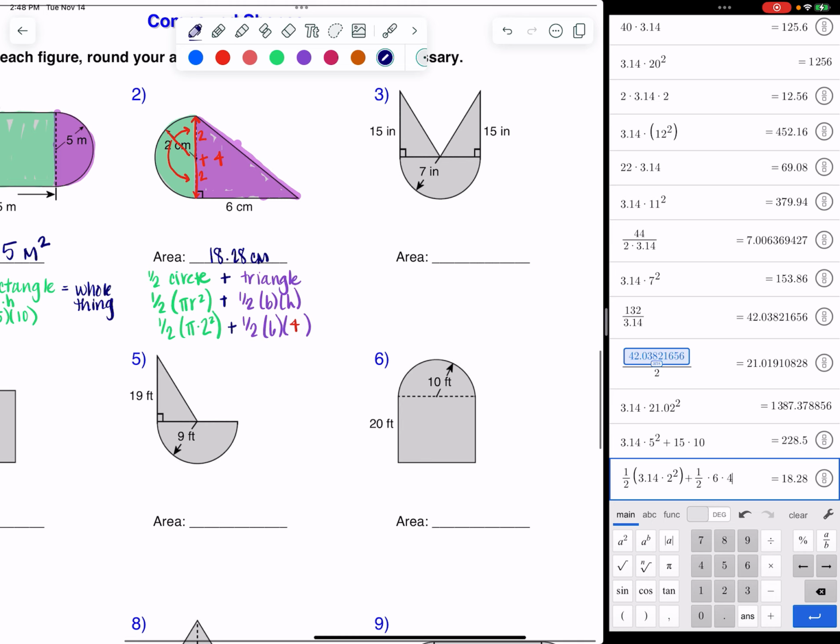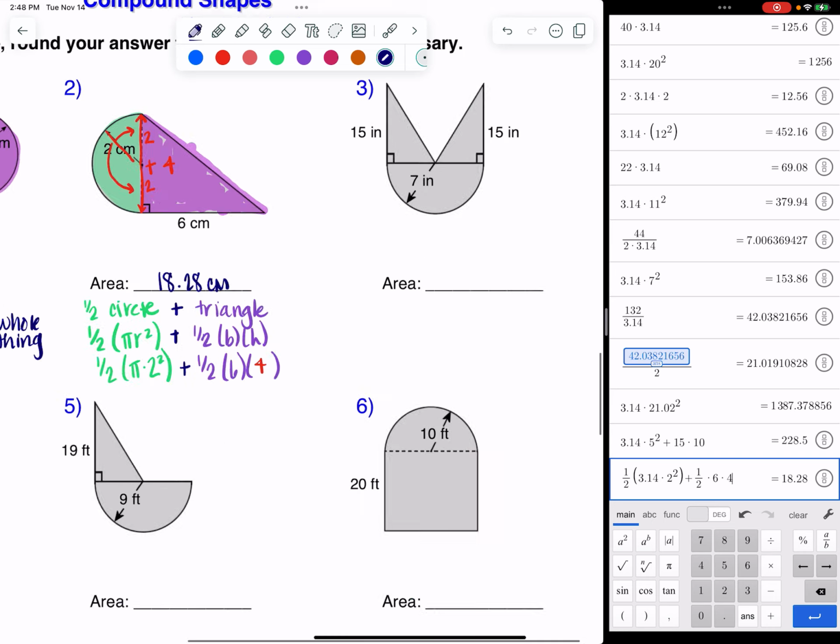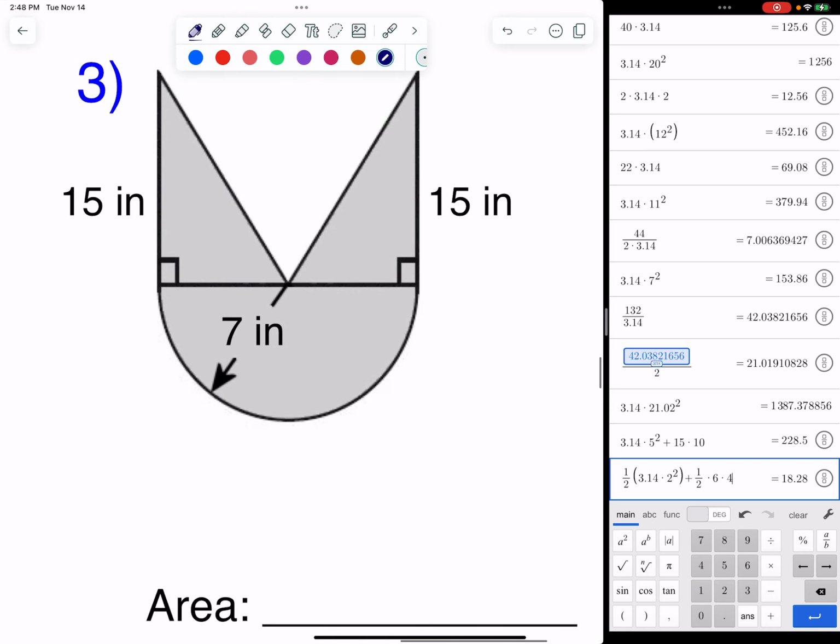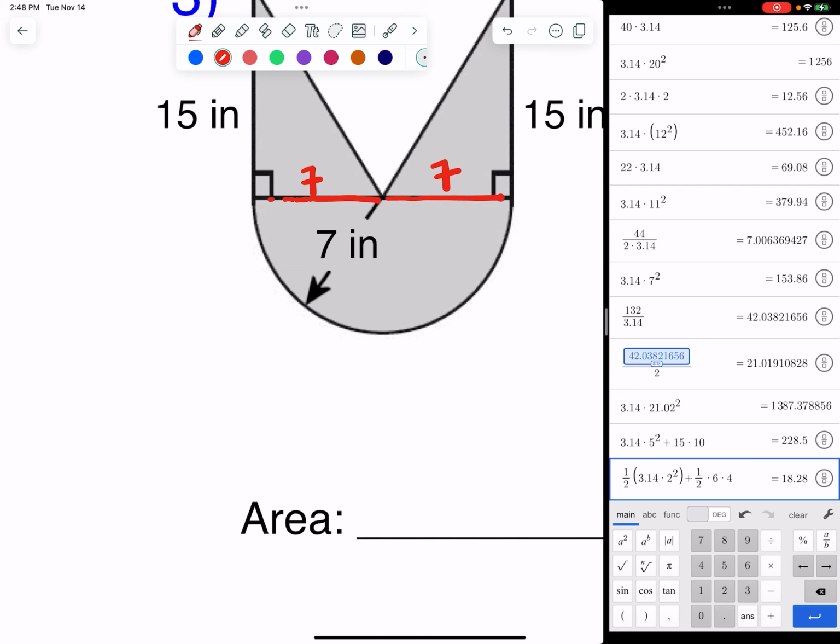Three is half a circle and 2 triangles. The catch is you have to realize that this is the same as the radius of the triangle. So we could do it real quick.